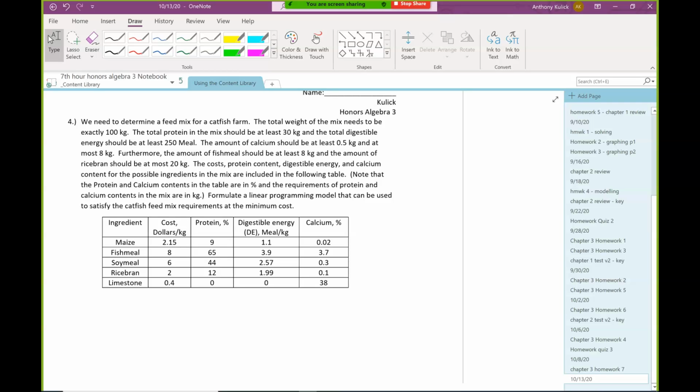The costs, protein content, digestible energy, and calcium content for the possible ingredients in the mix are included in the table below. Note the protein and calcium contents in the table are in percentages, while the requirements of protein and calcium contents in the mix are in kilograms. Formulate a linear programming model that can be used to satisfy the catfish feed requirements at the minimum cost.